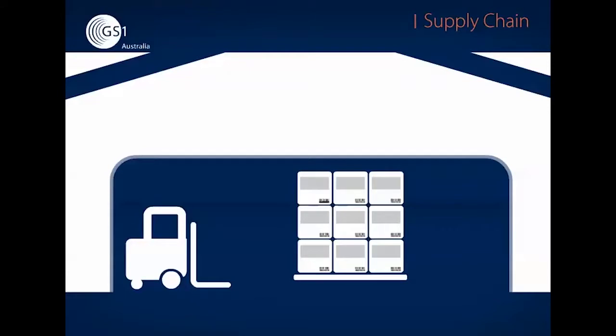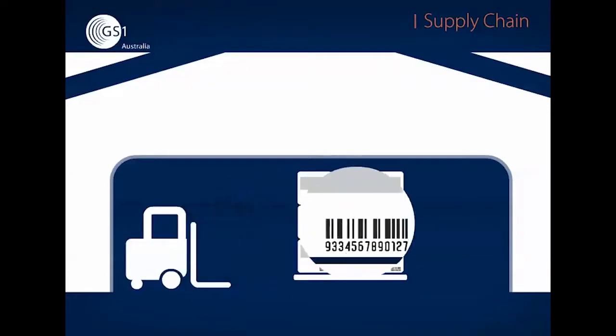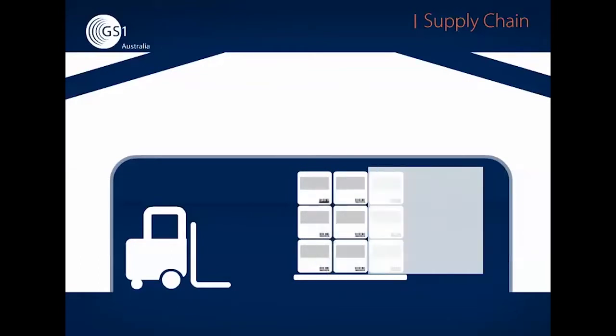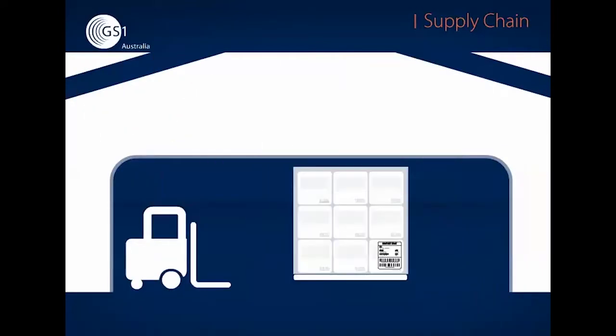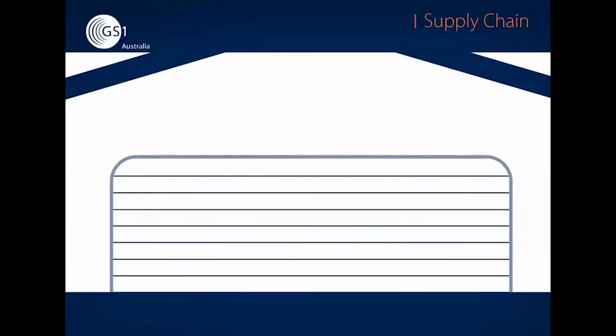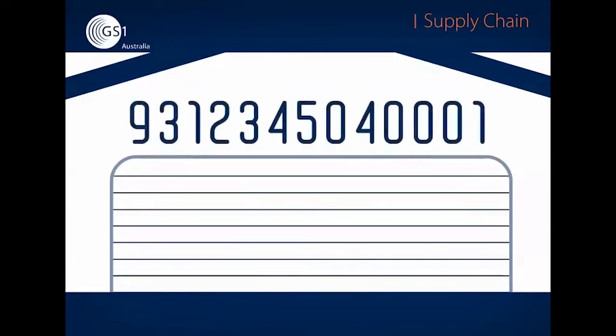For example, traded items are identified using the GTIN or Global Trade Item Number. Shipments are identified using the SSCC or Serial Shipping Container Code. Similarly, locations and parties are identified using the GLN or Global Location Number.